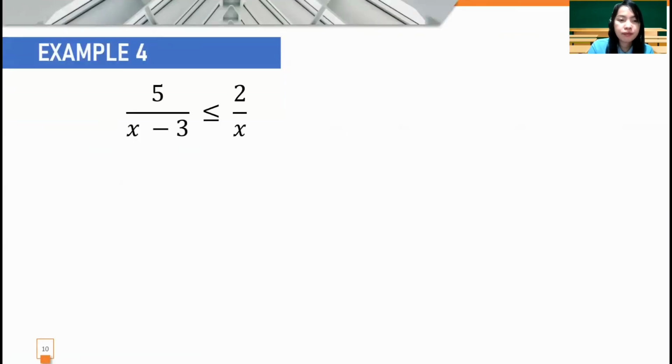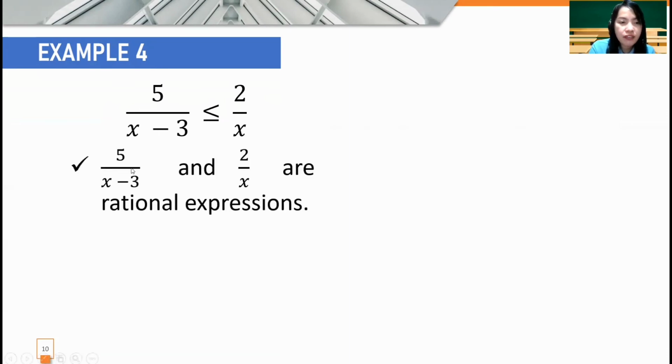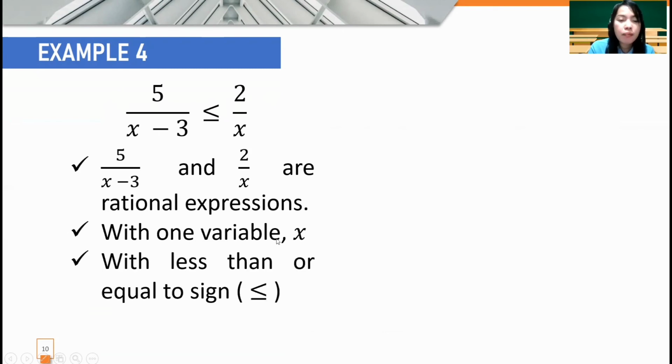Example, 5 over x minus 3 less than or equal to 2 over x. Paano natawag tong rational inequality? Because of these signs. 5 over x minus 3 is a rational expression, and 2 over x is a rational expression. There is only one variable, and meron tayong inequality symbol. Nandito ay itong symbol na to. This one is less than or equal to sign.